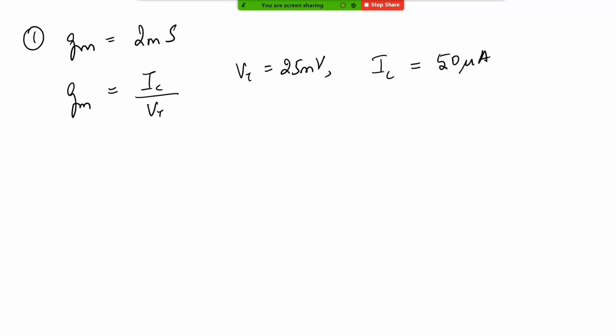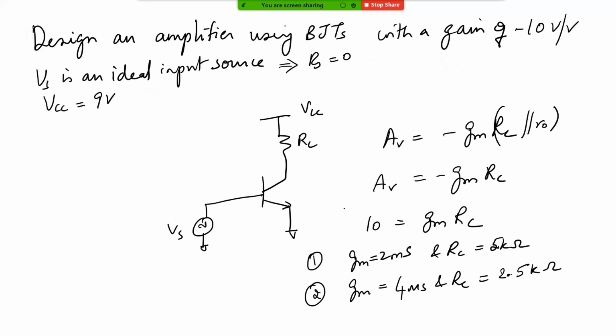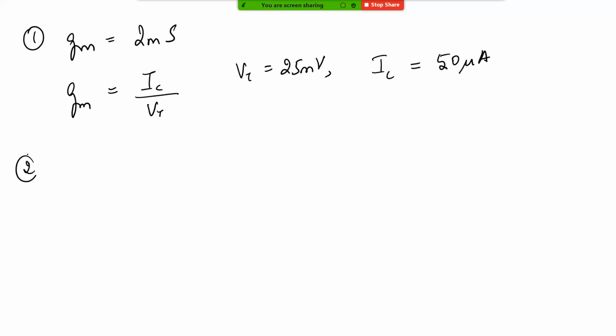Now let me take the other case of 10 millisiemens. In the second case, you need a gm of, let's say, 10 millisiemens. If gm is 10 millisiemens, what is the current that you require? 250 microamps. Correct. You need a current of 250 microamps.